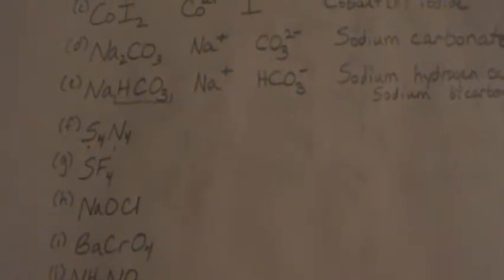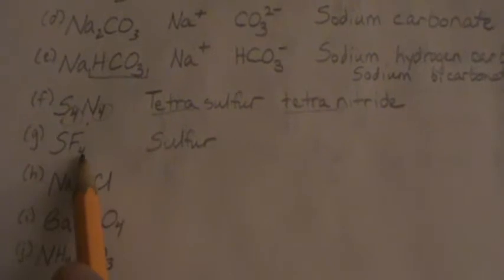All right, now the next one, S4N4. Oh goodness, this doesn't look like an ionic compound at all. And the reason I know that is because there is no metal. We have a nonmetal and a nonmetal. Okay, so that means that what I need to do is use my rules for naming molecules, covalent compounds. So this becomes tetrasulfur tetranitride. Okay, and the tetras are for the 4s.